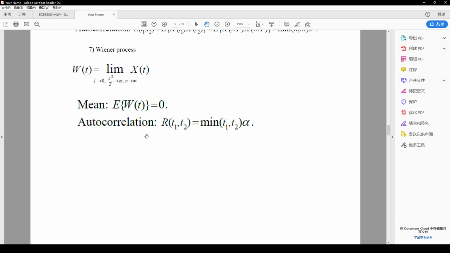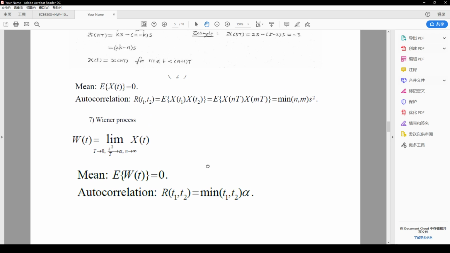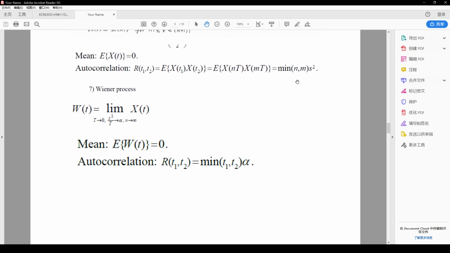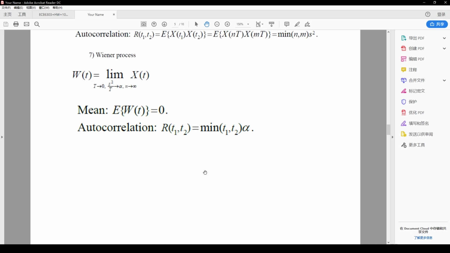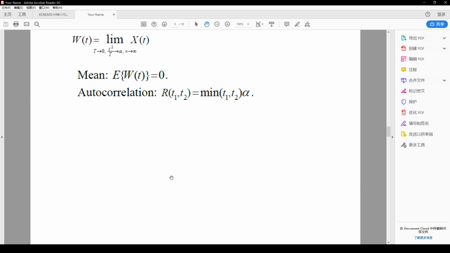And this part is the Wiener process. So we got W(t) equal to the limit that satisfies these conditions, where X(t) is the random walk. We got the mean value equal to 0, and the autocorrelation is similar to this. It's also a minimum value times alpha. Okay, that's it.